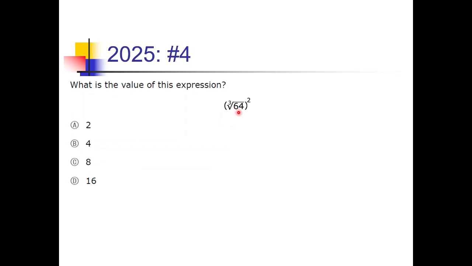So what would I have to raise to the third power to get 64? Well, 4 times 4 times 4 is 64. So the cube root of 64 is going to be 4. So that means we really have 4 squared, 4 times 4, which is 16, giving us choice D.